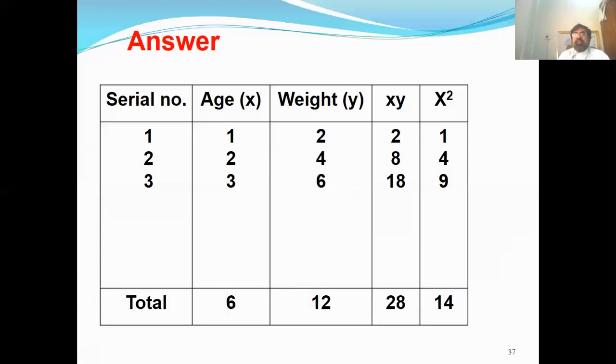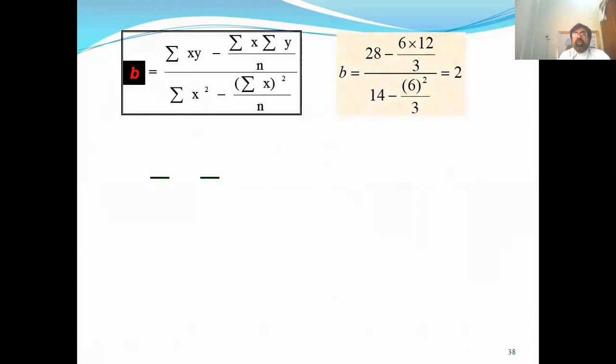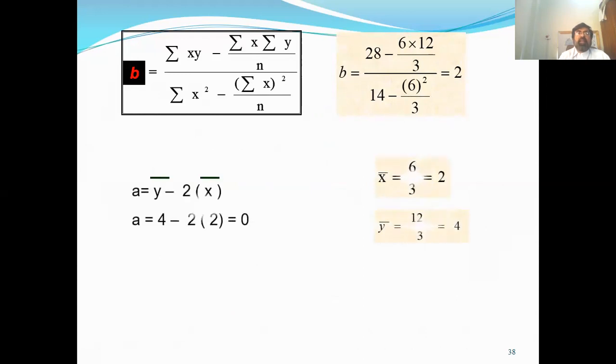So these are the calculations: x square, xy, and this is sigma x and sigma y. Putting all these in the formula for b, sigma x sigma y, that will give you a value of 2. So b, the slope, is equal to 2. And now a is y bar minus 2 into x bar.